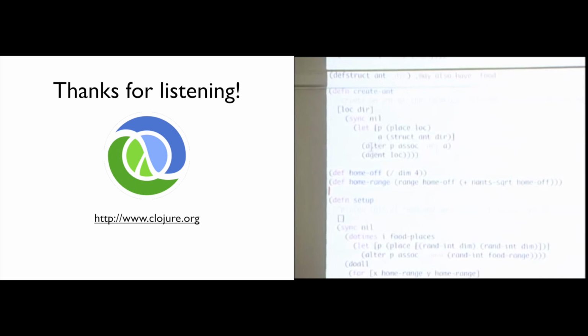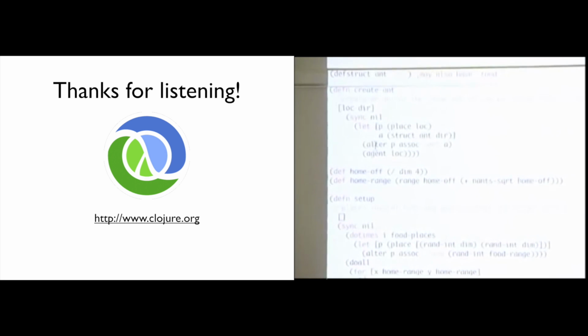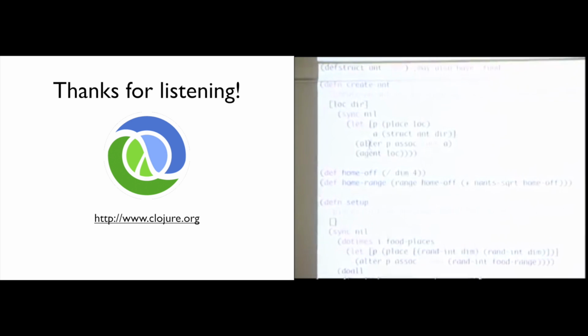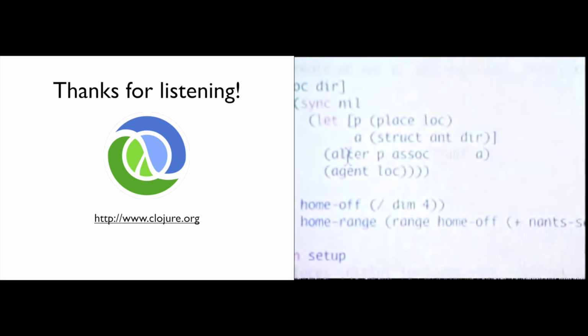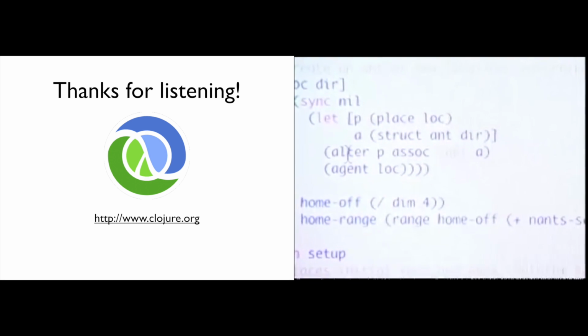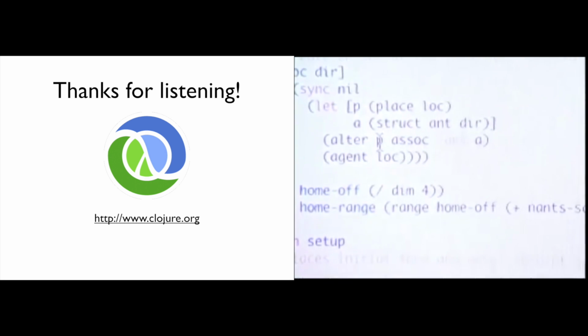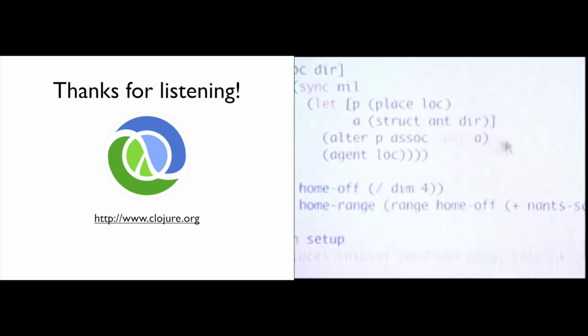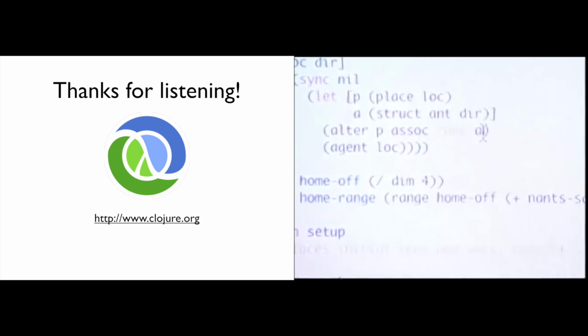And then we're going to call alter. Alter is one of the ways you can change a reference. There's set, alter, and commute. Alter is kind of the nicest way to do it, because alter says alter this reference by calling this function with these arguments. That's what alter means. So this says alter the thing at P, which we know is a little map, associating ant with this ant we just created.